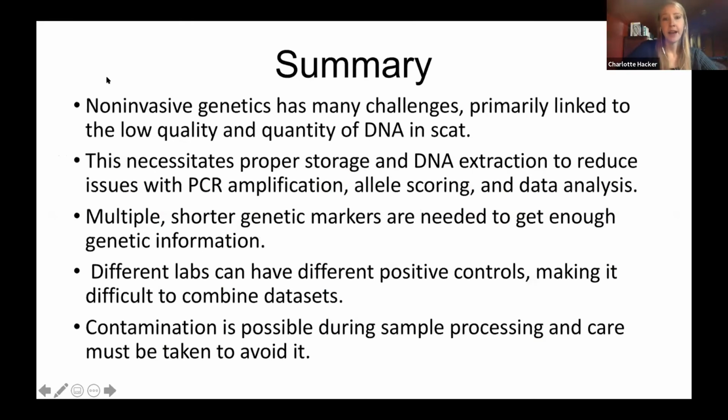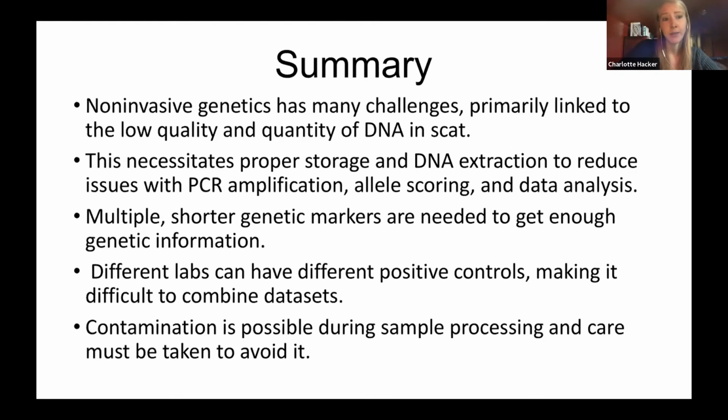And so in summary, I just want you to walk away from this knowing that non-invasive genetics has many challenges, but a lot of these are linked to low quality and low quantity. And if you're careful, they can be avoided. So you want to make sure that you're storing your samples properly, collecting them properly, and doing DNA extraction to a sufficient degree, and this will ultimately reduce issues with PCR amplification, the way you score alleles and how accurate your allele scoring is, as well as data analysis down the line.